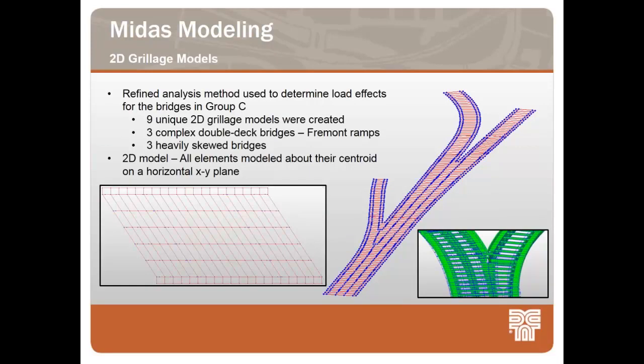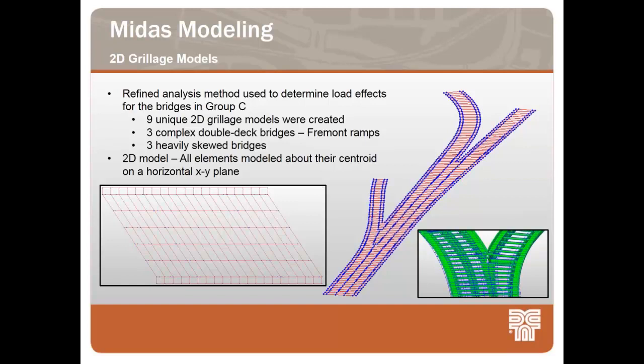The 2D grillage models were used as the refined analysis method to determine load effects for the bridges in Group C. These were the complex bridges and were primarily the double-deck Fremont ramps. They also included 3 heavily skewed bridges. A total of 9 unique 2D grillage models were created.